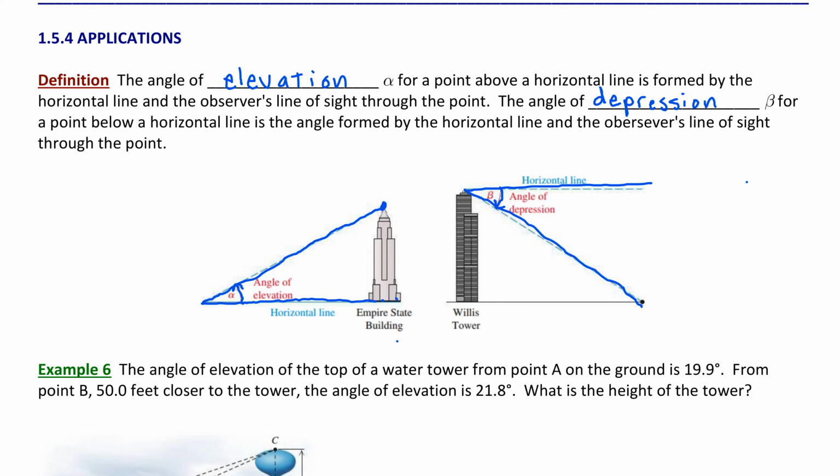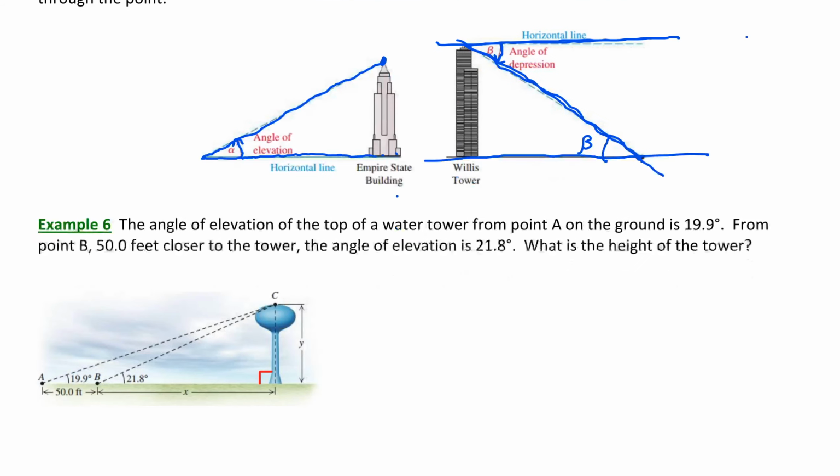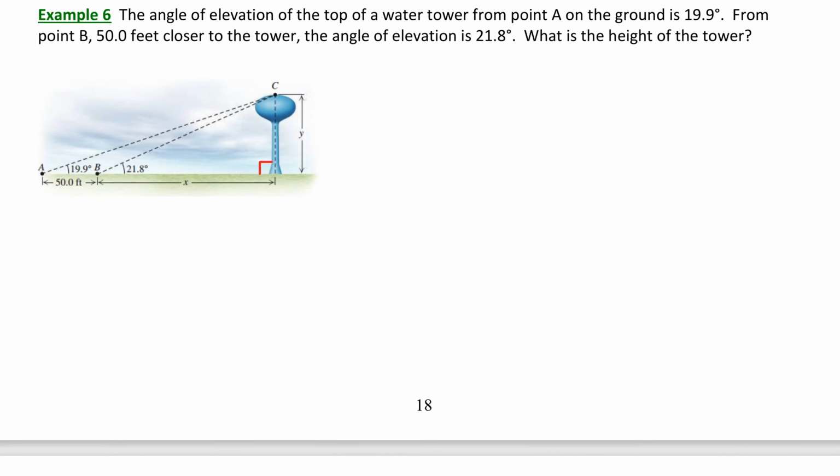depression. Now, the interesting thing, if we look here, we've got two horizontal lines cut by a transversal line, which means we are dealing with a couple of alternate interior angles. So the angle of elevation here is equal to the angle of depression here. With these principles and definitions in mind, let's work example 6.